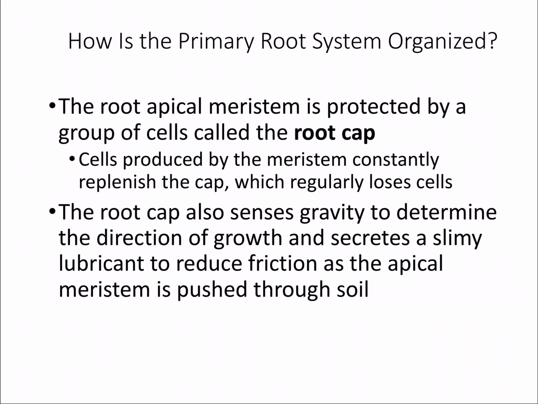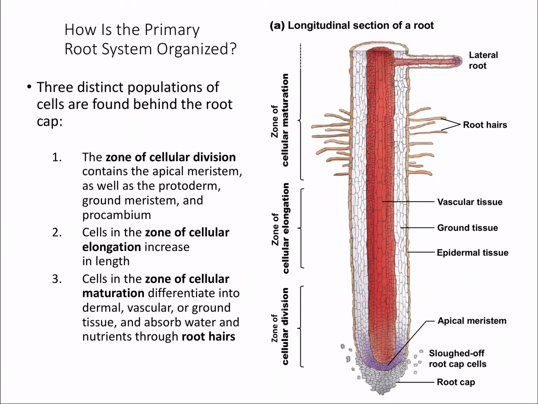All right. So let's look quickly here at how the primary root system is organized. This is the same thing. We're just looking now at more of the major terms. So there's three zones here. The zone of cellular division is the one where the most active cells are going through mitosis. That's where we find the apical meristem, the protoderm, the ground meristem, and the procambium. So this is where lots of things are happening.